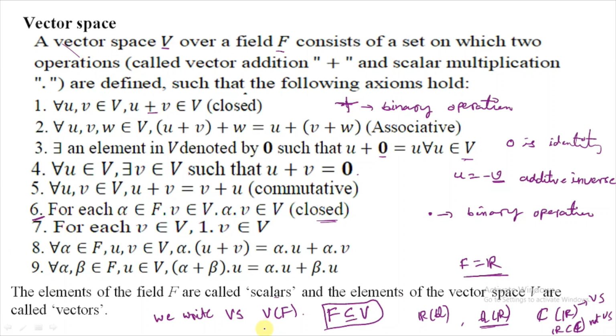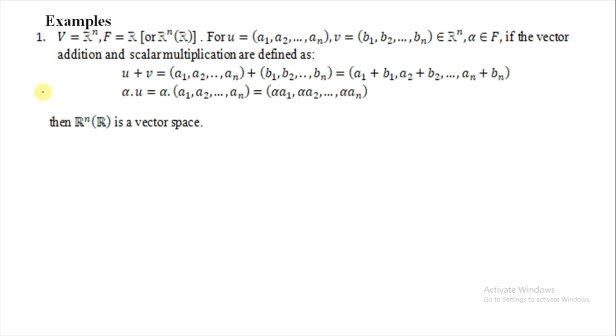We write vector space V over F with respect to vector addition and scalar multiplication. Now see some examples. First one, V equal to Rn, and the vector space is the Rn space. F is the field, R, the real numbers. We write Rn over R, vector space and field. Generally we write V over F, here Rn over R. Rn is the vector space, R is the field.